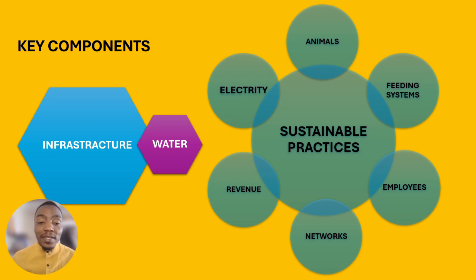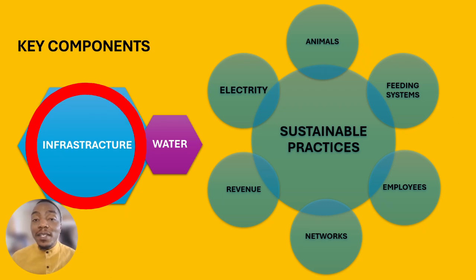Now, first one is the infrastructure. The infrastructure can include anything from the fencing to the shelter to the housing to even the feeding storages, and we can even say roads that connect to different parts of the farm. And basically it is the component that holds the whole operation together.